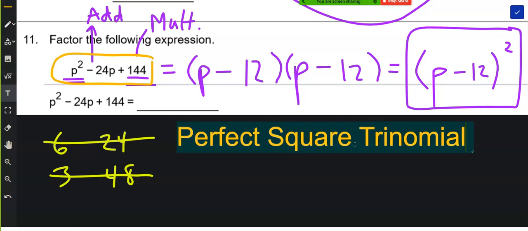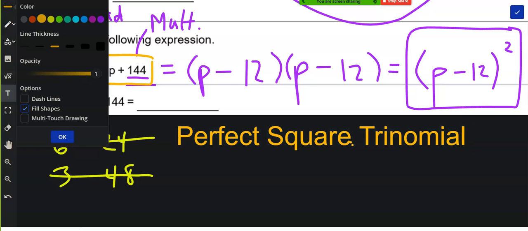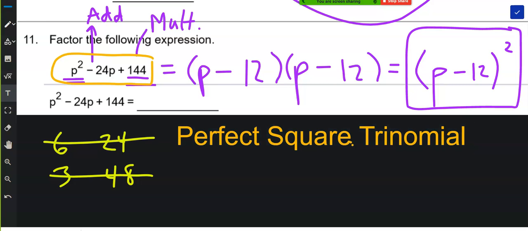Now, in a perfect square trinomial, some of you not taking this all that seriously. It'll come back to bite you someday.